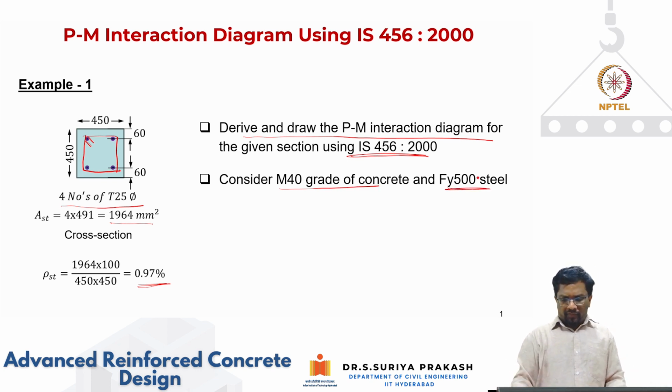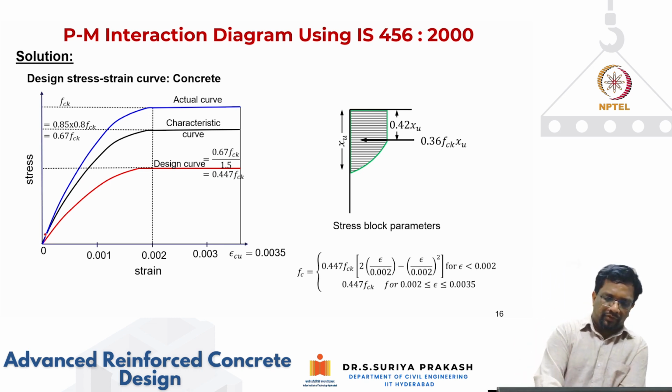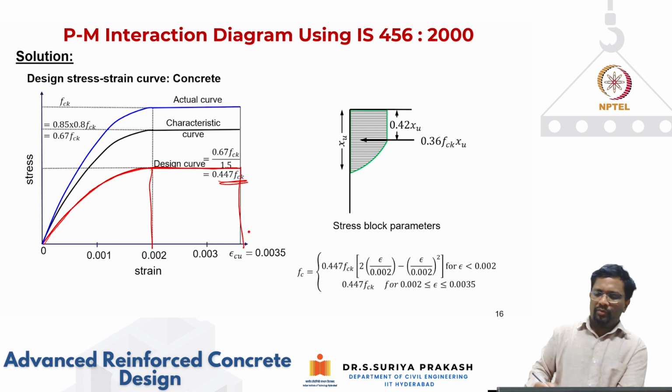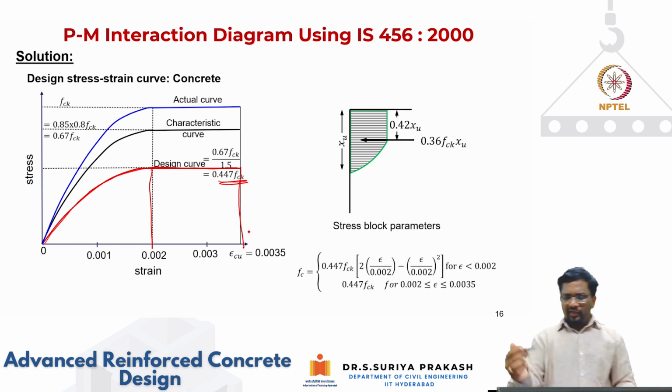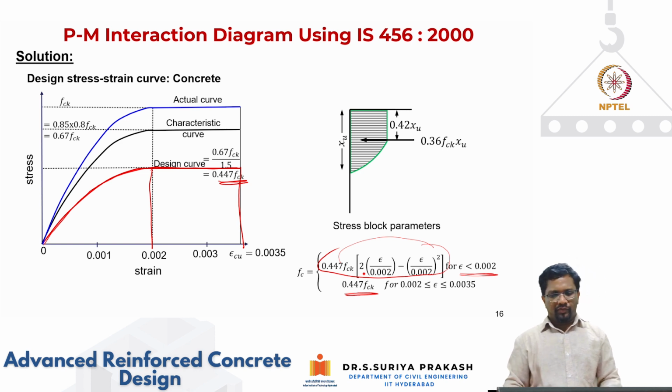Usually columns are cast these days using M30 and above grades of concrete. This is the design curve that we are going to follow, the red colored curve. The maximum stress is 0.447 fck, and it reaches this value at a strain of 0.002, and it can go up to 0.0035. When the strain is less than 0.002, this is a parabolic curve relationship. When the strain is more than 0.002, you take a constant value of 0.447 fck.